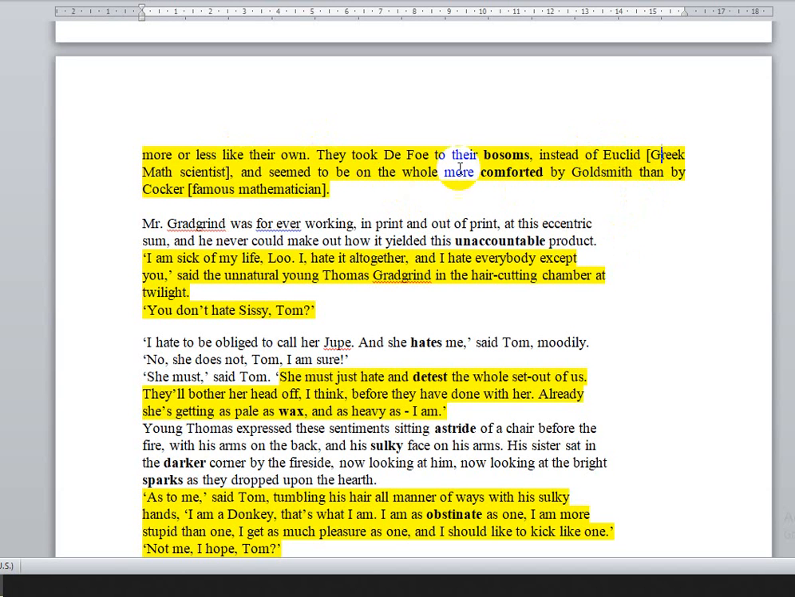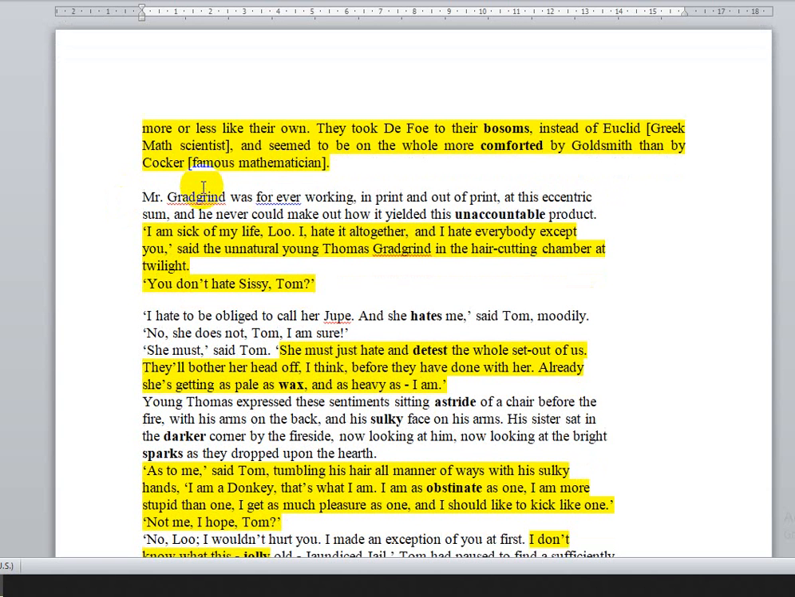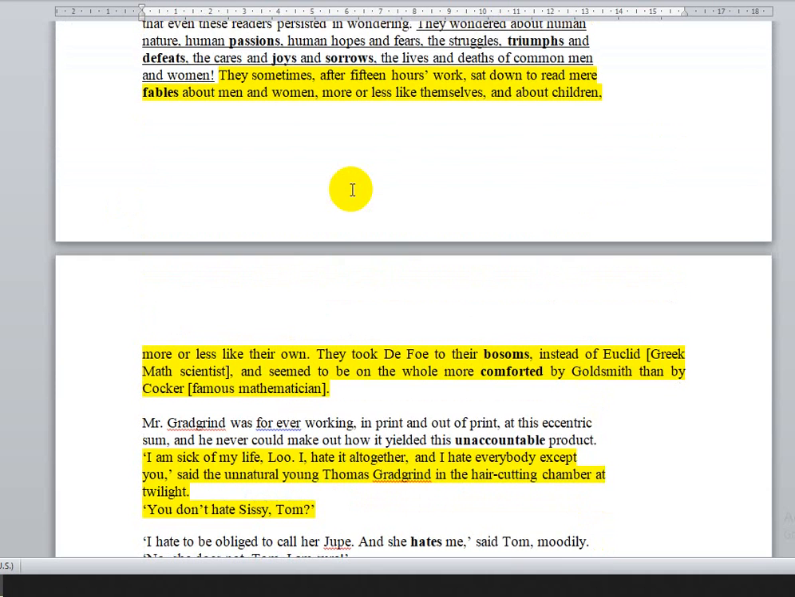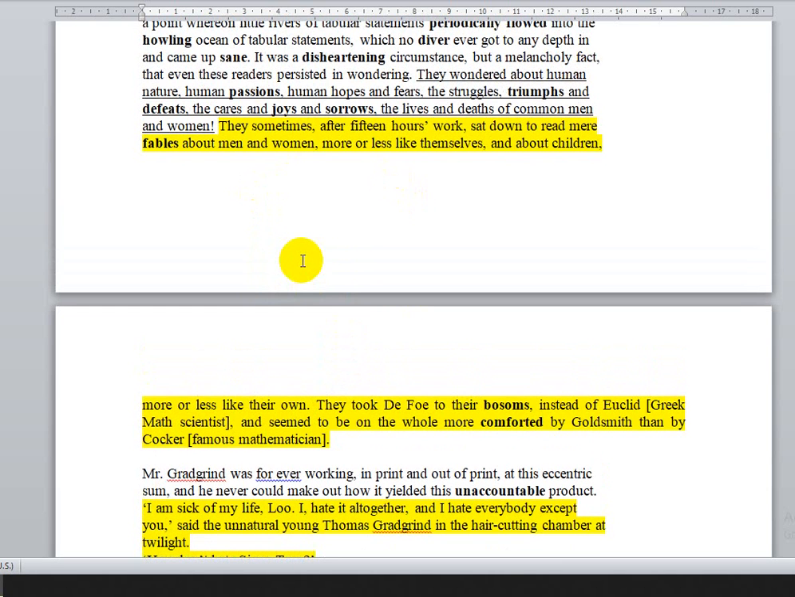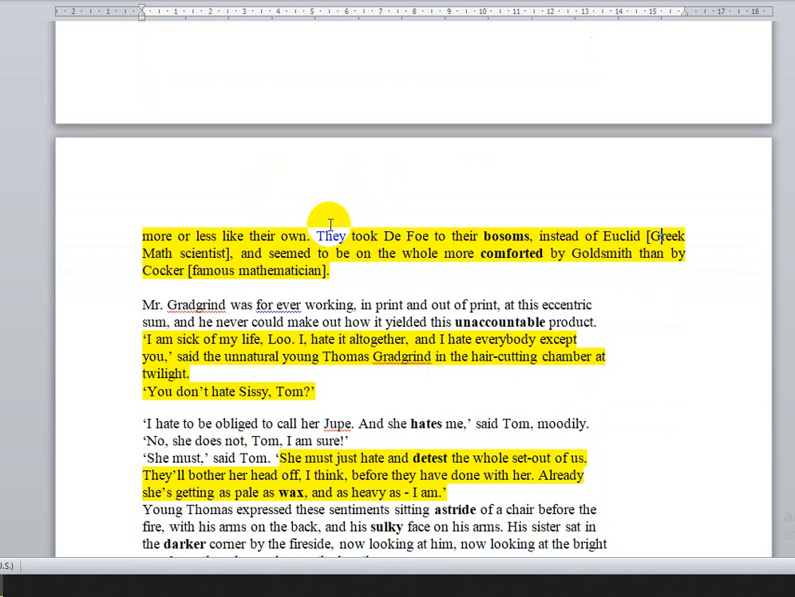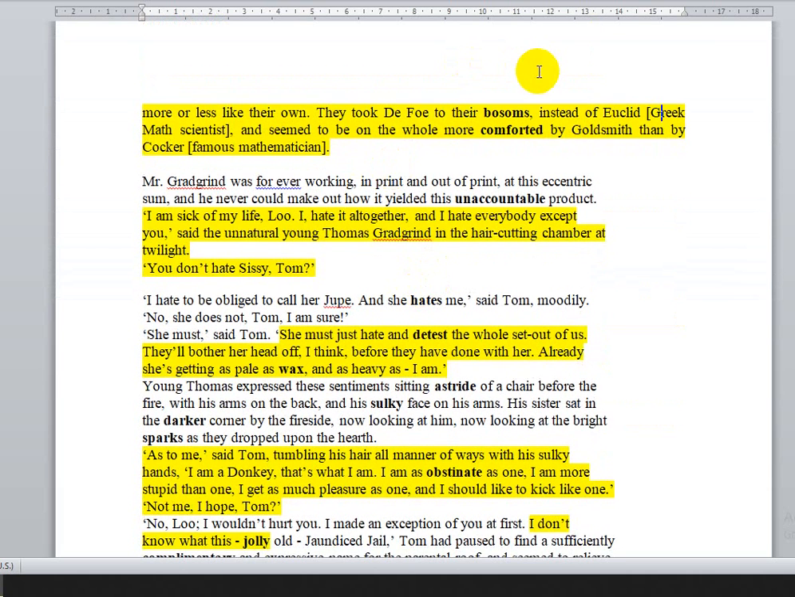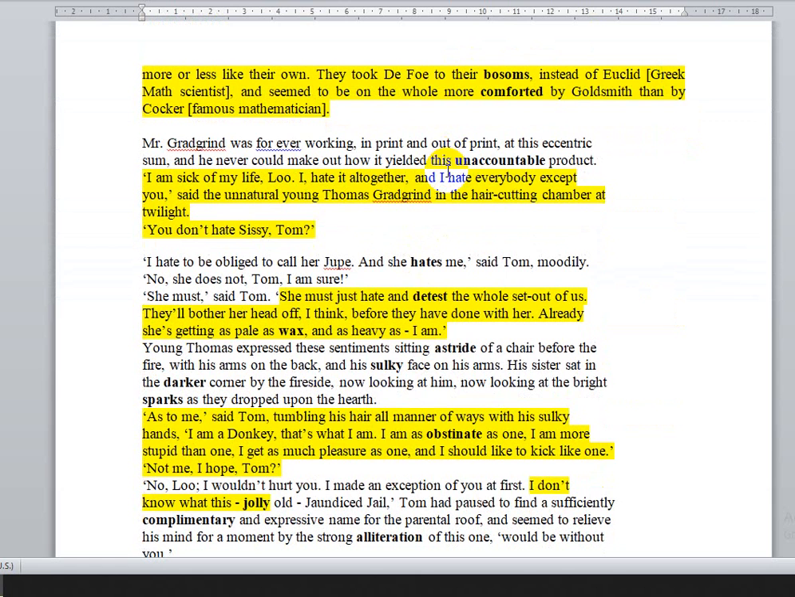As we see here, a reference to this Greek scientist. And they seemed to be on the whole more comforted by Oliver Goldsmith, a dramatist. They find comfort in the writings of Goldsmith, unlike Cocker, also a famous mathematician. So this was the case of the society. They were people who love triumphs, passions, human nature, sorrows, joys, reading fiction and literature in general rather than math and other issues.